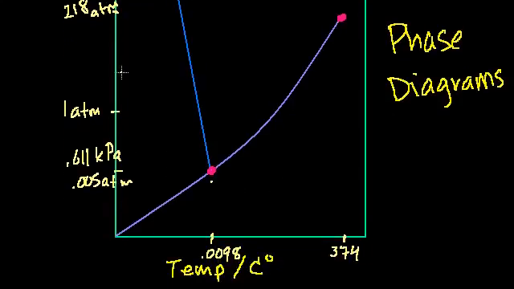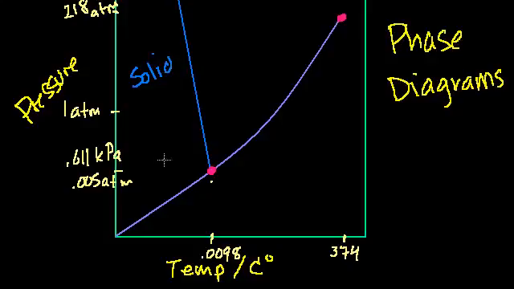So just to understand what's going on here, on this axis I have pressure. On the x-axis I have temperature. And at any given point, this diagram will tell you whether you're dealing with a solid. So solid will be here. Solid. A liquid will be here. Liquid. Or a gas.